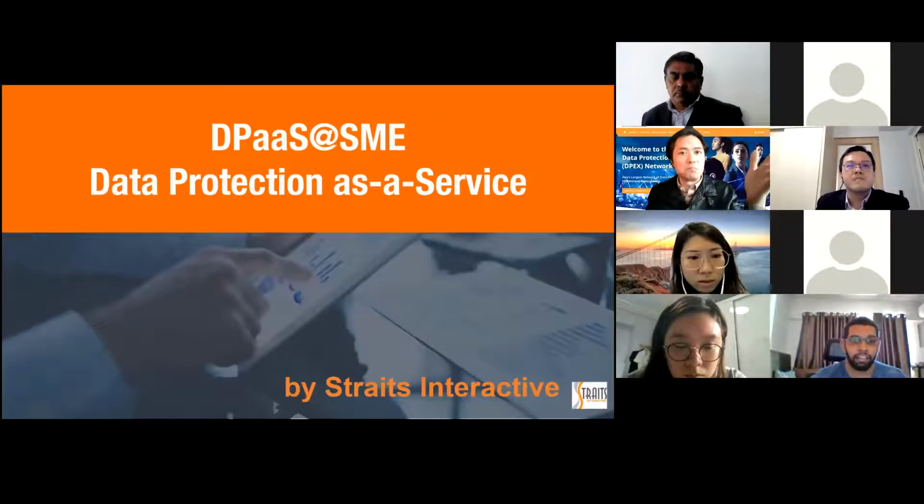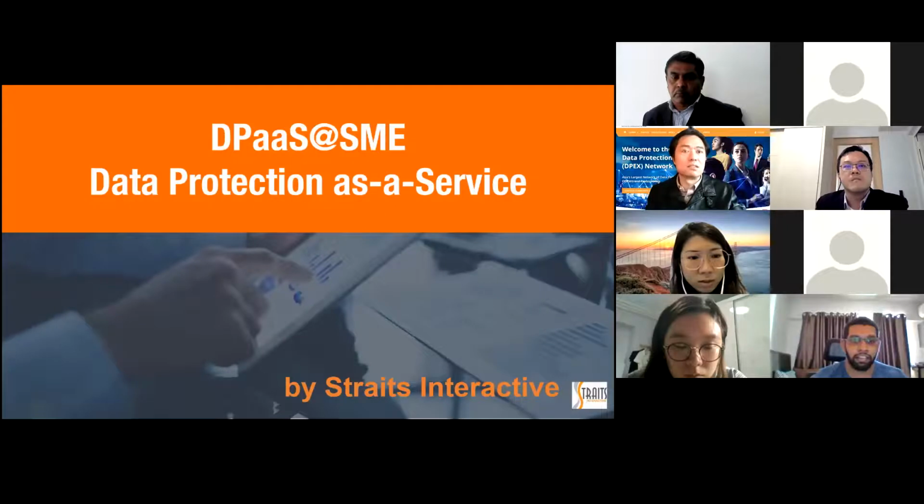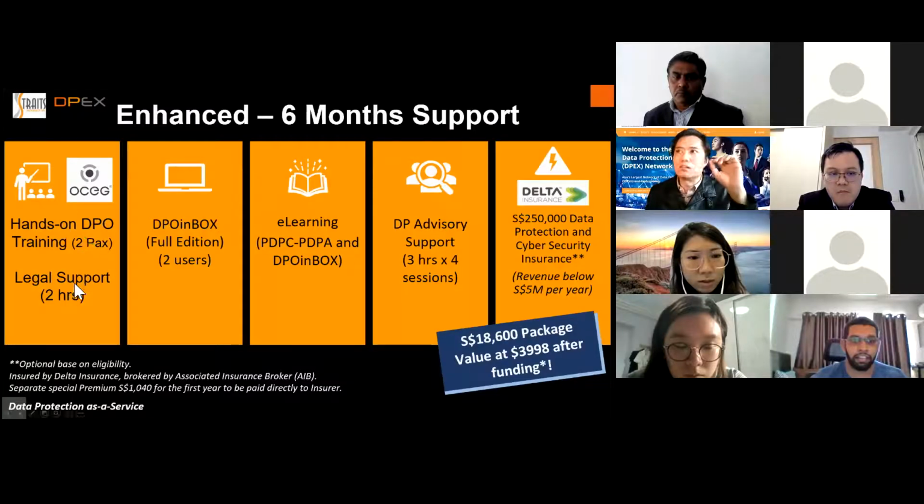If you are a small firm, maybe you only have 1 or 2, maybe you have 10 people, you only appoint a DPO, maybe an assistant. We have something called Data Protection as a Service. This is also listed on the PDPC website. When we were launching, we were also part of the scheme that launched together. And this one, essentially for a very, very low fee, funded, you get up to 6 months support: hands-on DPO training, legal support from a professional data protection lawyer, a tool, e-learning, and a consultant who follows through with you for 6 months in terms of how to put together a data protection management program.